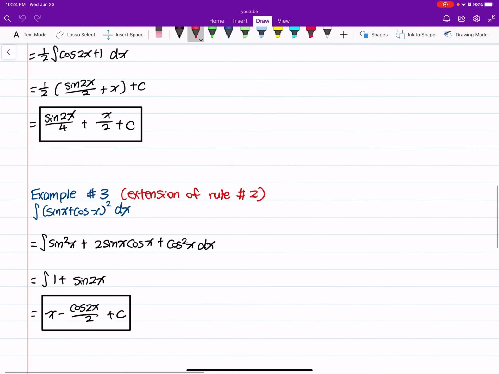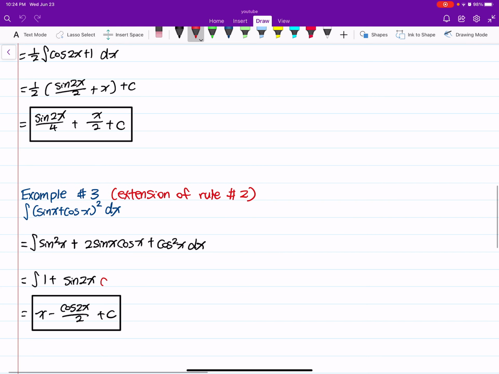So moving on to example number 3. For this one, we'll be using the extension of rule number 2. So first seeing this question, you must expand it first. Because when you expand it, you see that you have sine square x plus cos square x, which immediately should ring a bell that it is 1. And you also have 2 sine x times cos x, and you should be familiar with your trig identities, as that is immediately sine 2x. So we can straight up do integration from here. And sorry, there's a dx over here. So we have x minus cos 2x over 2 plus c.